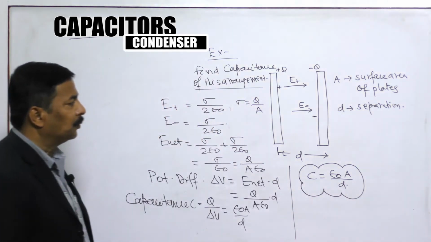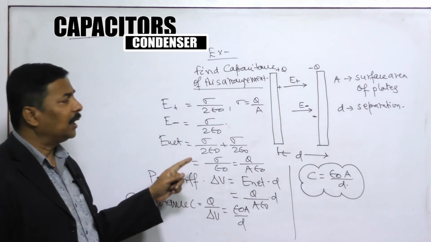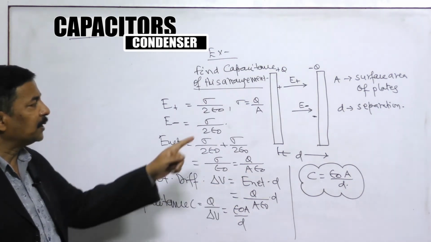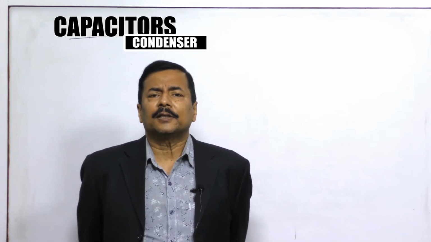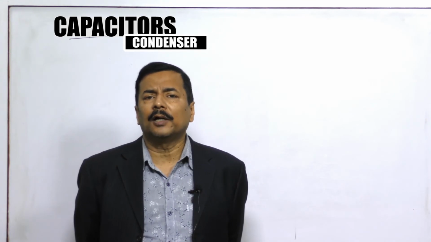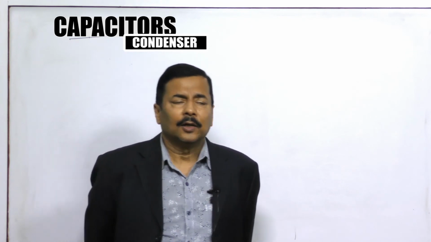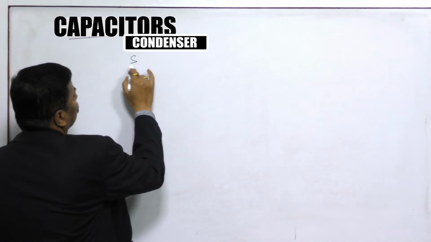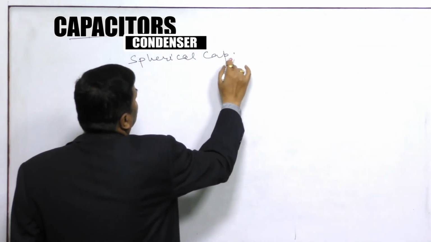This is the value you are supposed to understand, and then you will be able to find the capacitance of this parallel plate arrangement, which is basically your parallel plate capacitor. Now we have to understand the capacitance of a spherical capacitor. A capacitor is basically an arrangement of two conductors. So a spherical capacitor will be an arrangement of two spherical conductors. So our next discussion is the spherical capacitor.